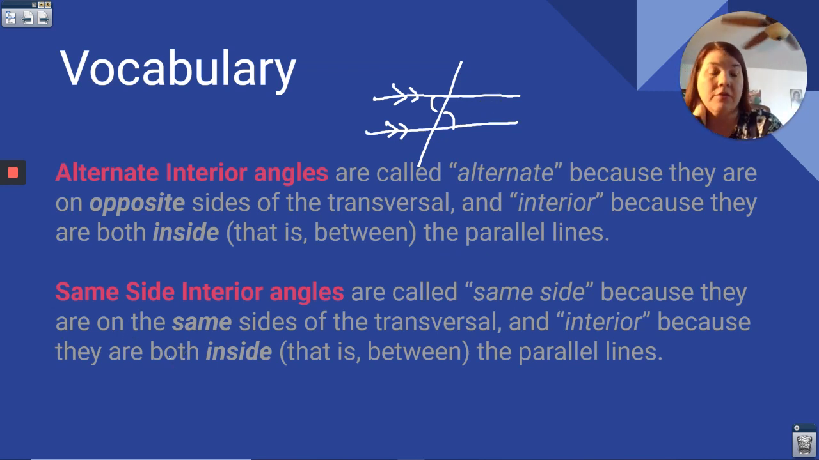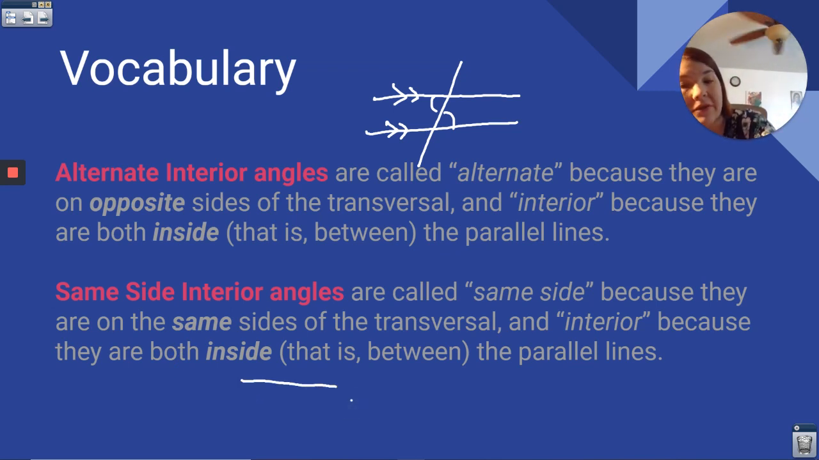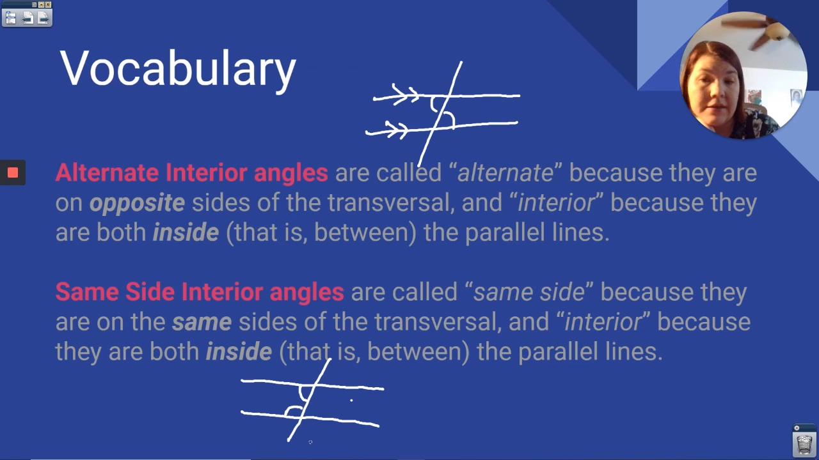Then same side interior angles are called same side because they're on the same side of the transversal, like this. And interior because they're both inside, just like these are inside, but the difference is these ones are on the same side and these two alternate. But the lines are still parallel. Okay, let's see what we got.